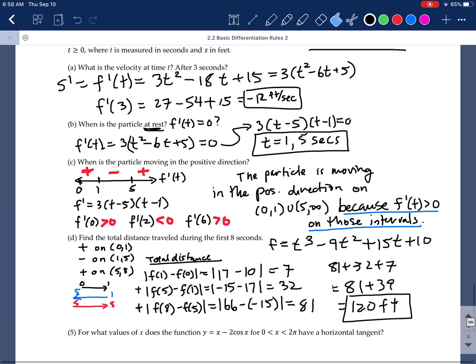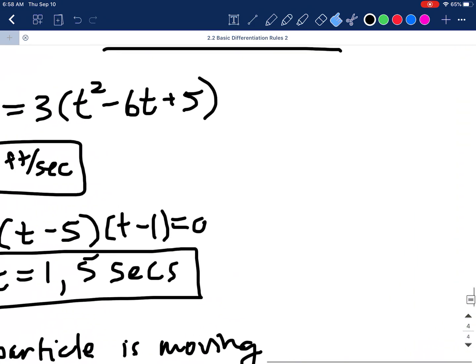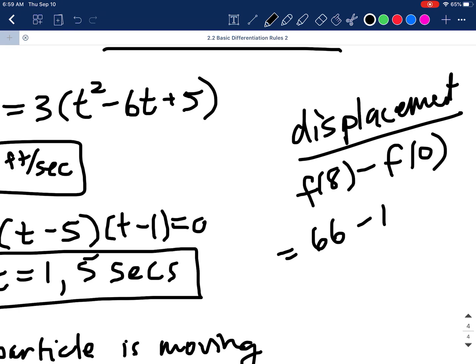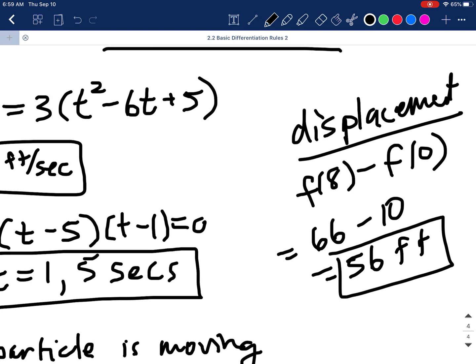All right, so we traveled 120 feet on that interval. Now, suppose we wanted the displacement between 0 seconds and 8 seconds. So in that case, for displacement, that would just be f of 8 minus f of 0. So f of 8 was 66, f of 0 was 10. So 56 feet is the change in position from the particle at 0 seconds to the particle at 8 seconds.